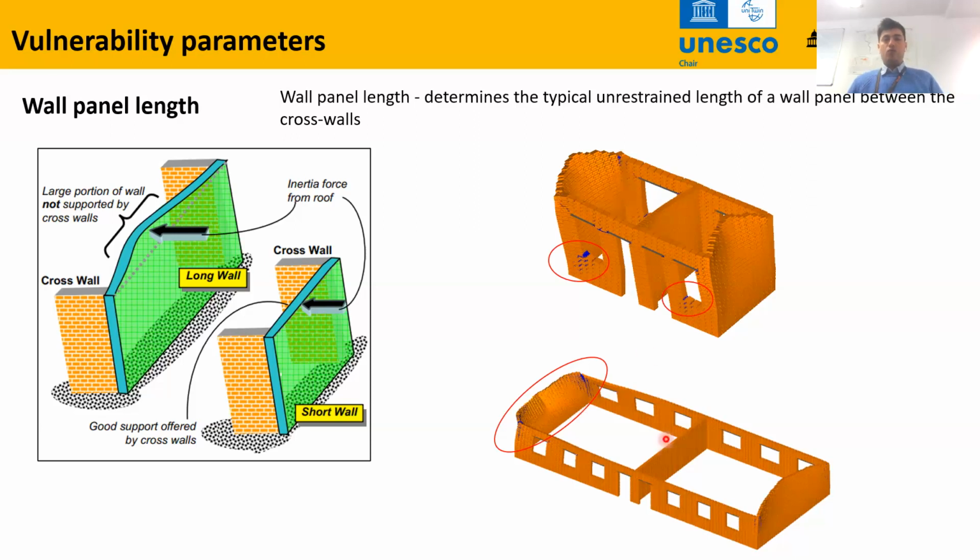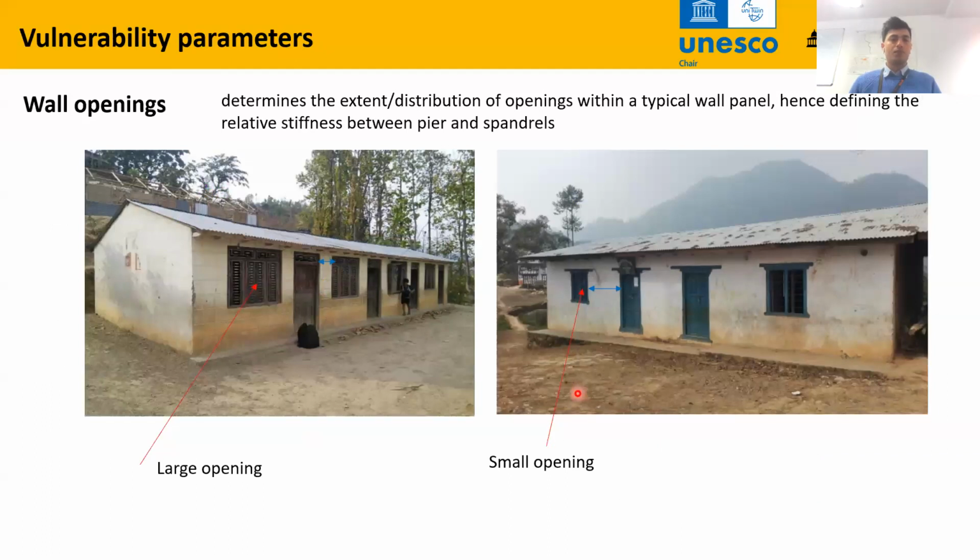The wall panel length is another parameter which affects the seismic vulnerability. For example, if the wall panels are shorter, then the connections are better. The building has some level of box-like behavior. However, if the wall panels are very long under out-of-plane action, they tend to behave independently, and they tend to be more flexible because of longer lengths, and the out-of-plane walls can suffer collapse.